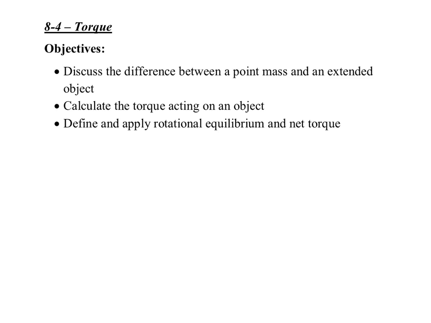So let's get into this. We're going to have three objectives. The first is to talk about the difference between a point mass and an extended mass, or extended object, which we've alluded to already in the last lesson. And then we're going to calculate torque, and then we're going to define what's called rotational equilibrium and net torque.